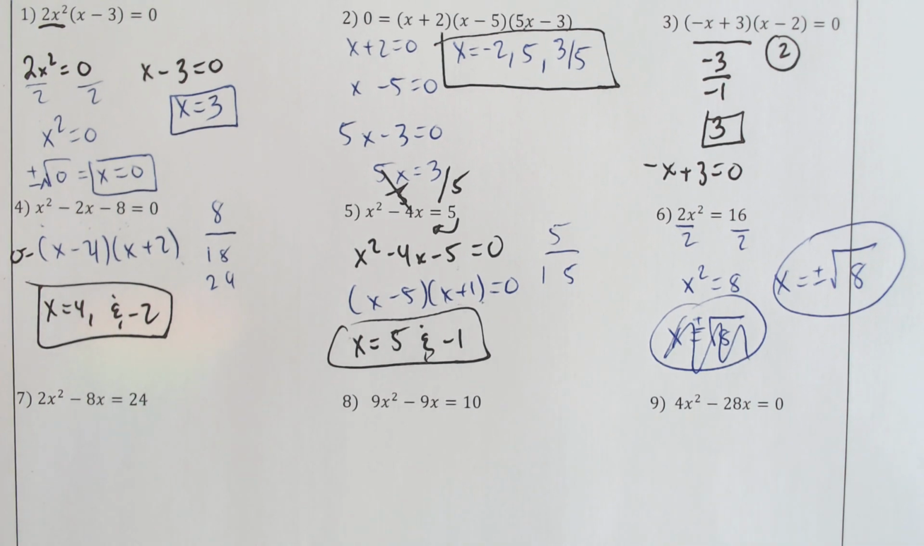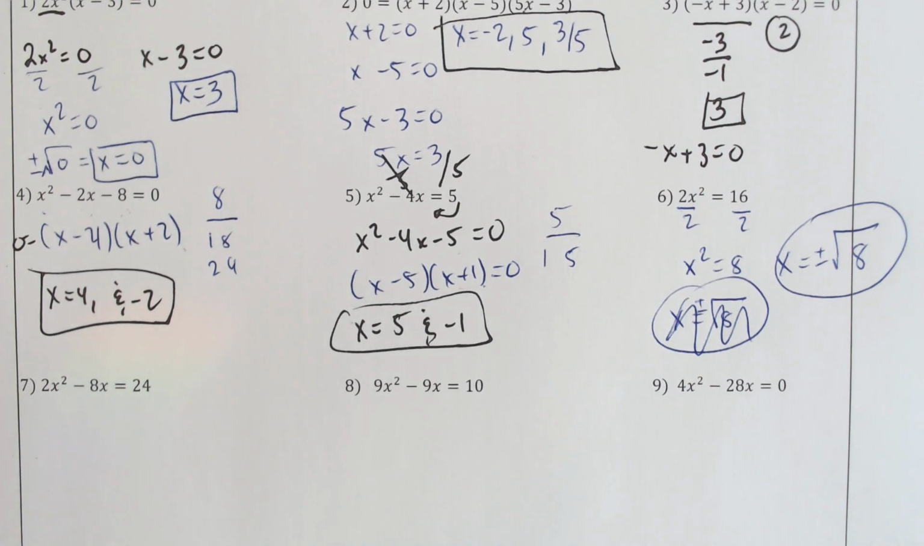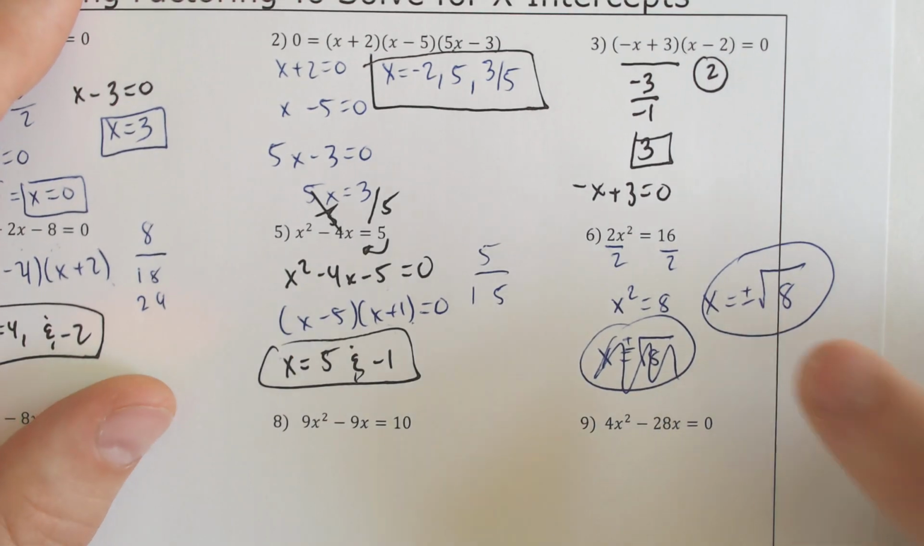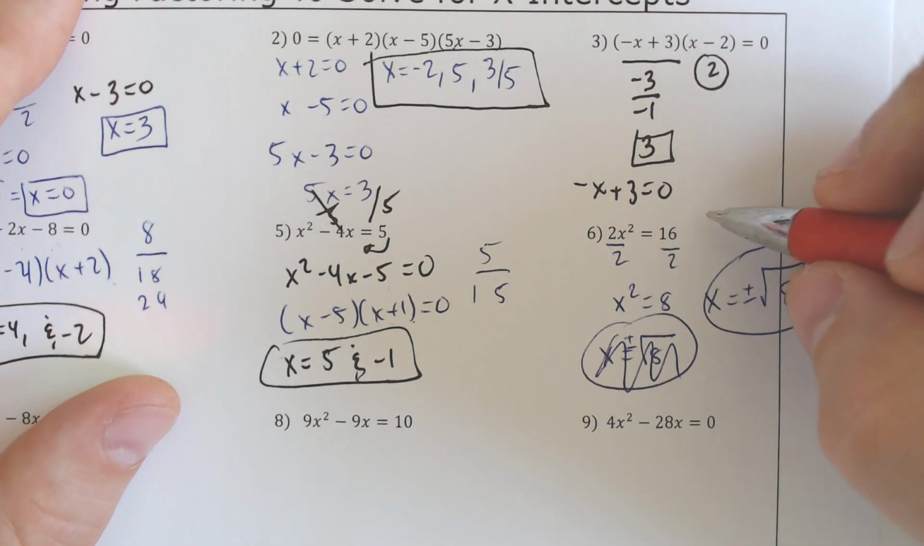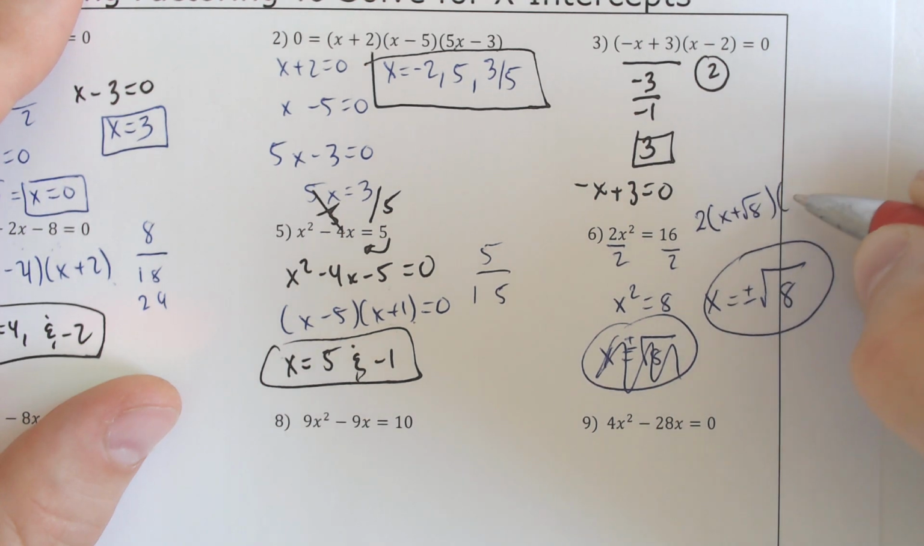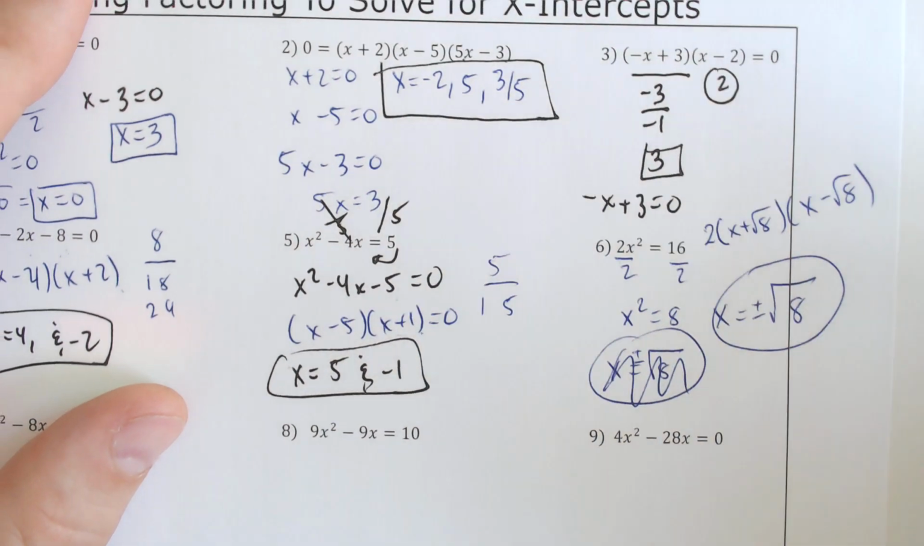So that is one option for how to do these problems, because believe it or not, this is also not factorable. If you wanted to factor it, it'd be weird. It'd be 2 in front, and then you'd have x plus the square root of 8 and x minus the square root of 8, which would be really weird.